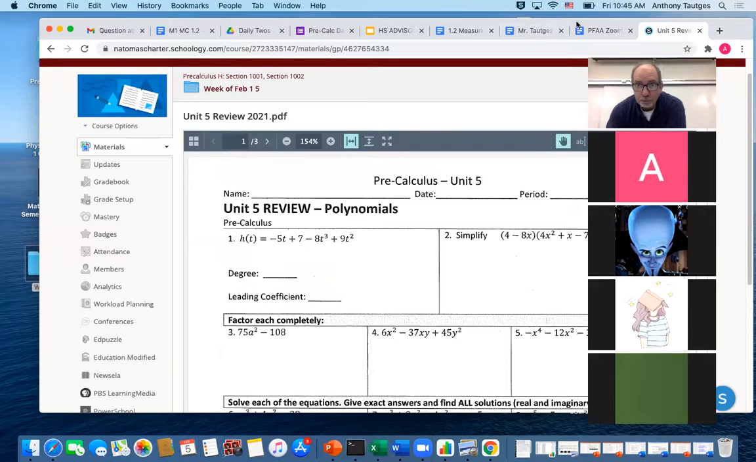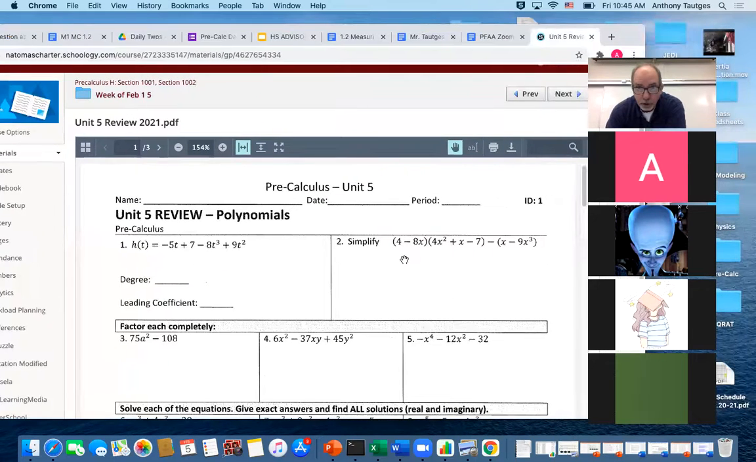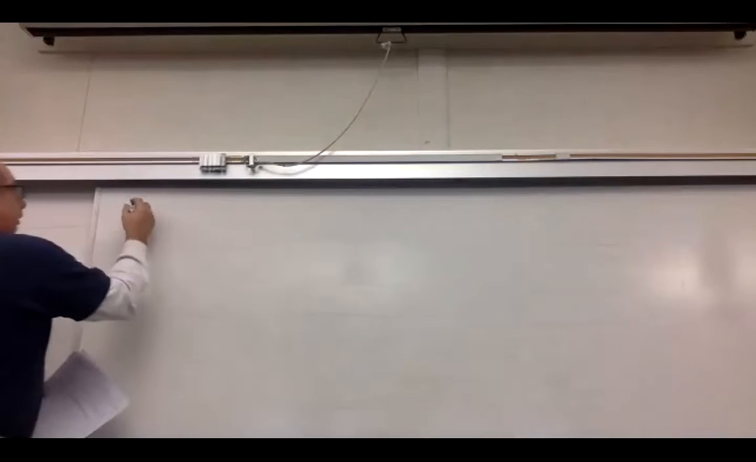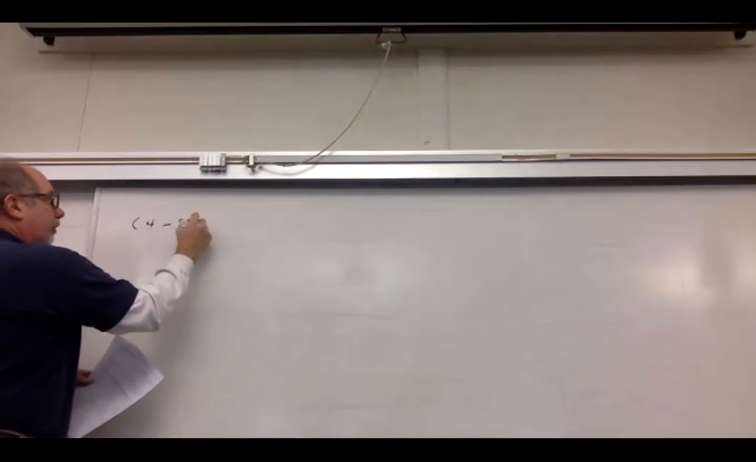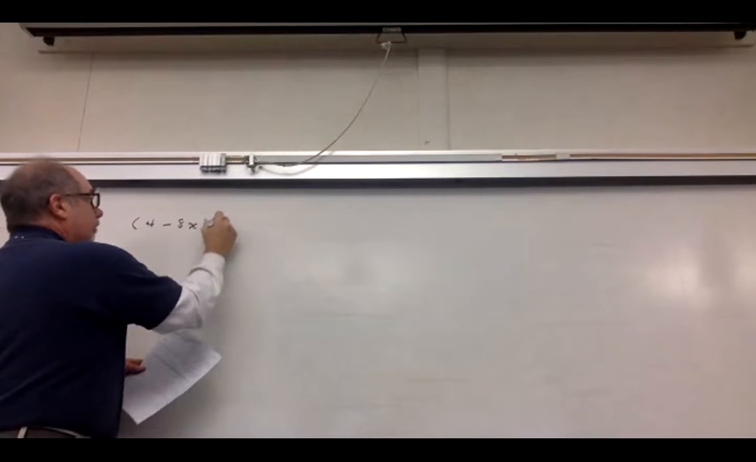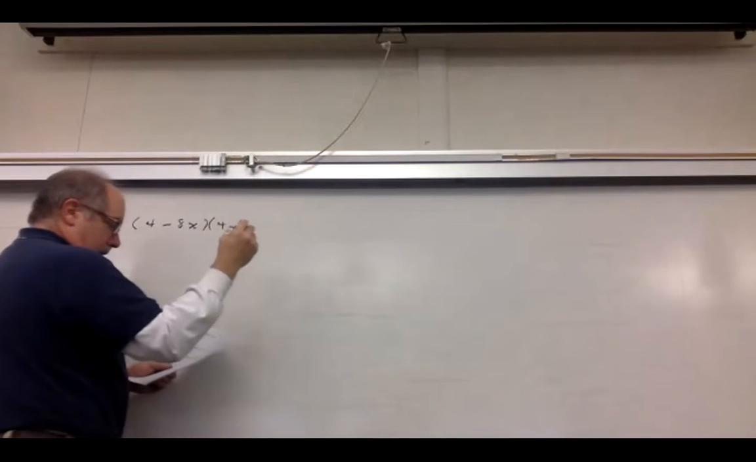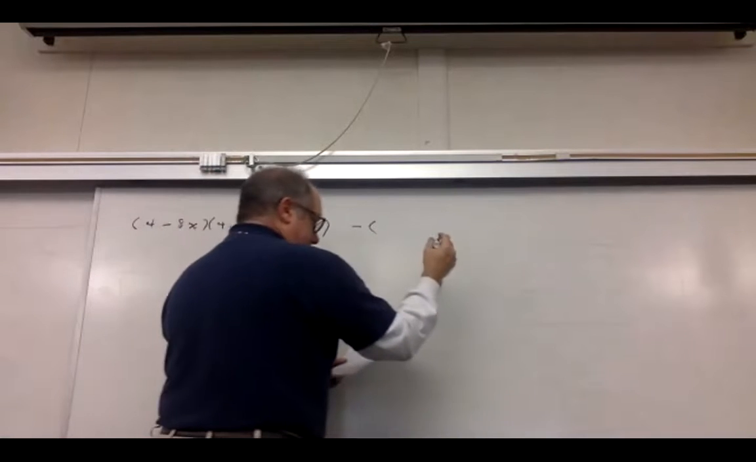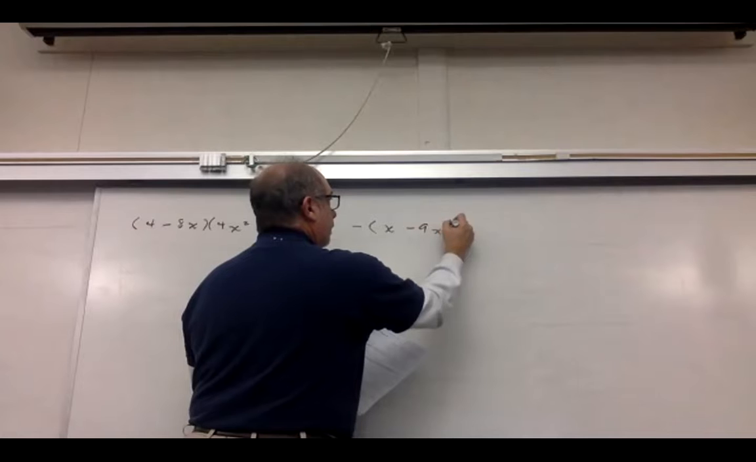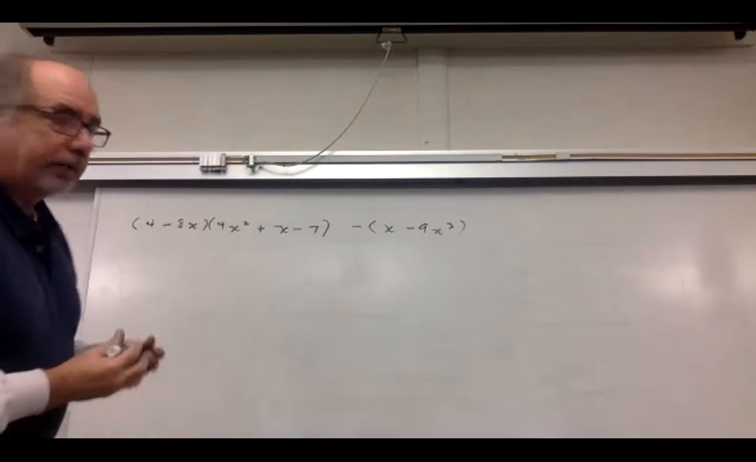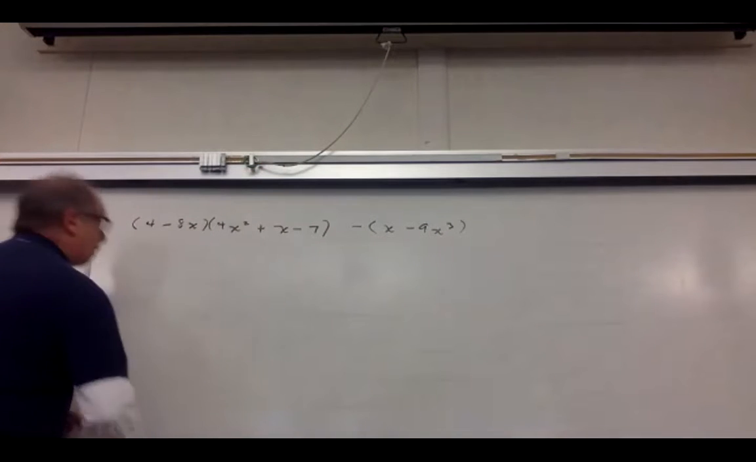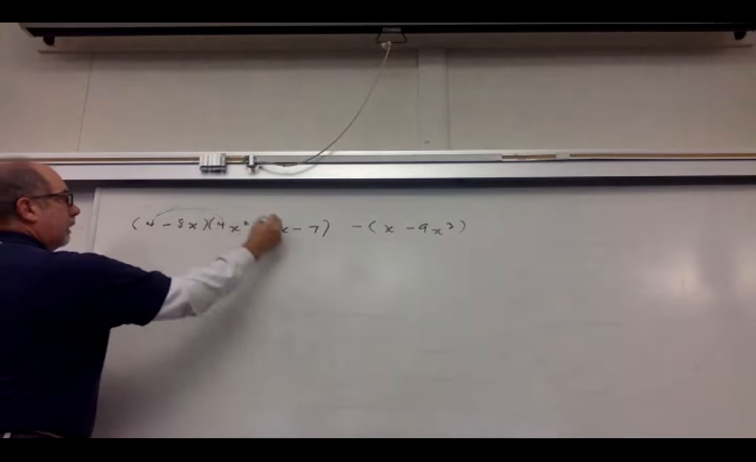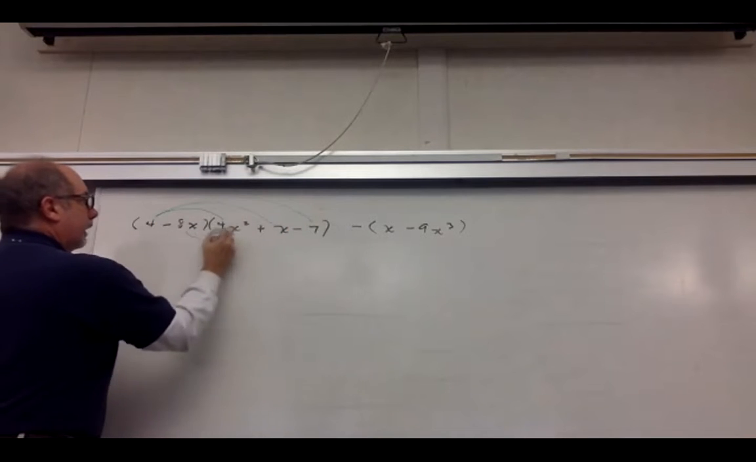What I'm going to do is I guess I'm going to write this out. So I get (4 - 8x)(4x squared + x - 7) - (x - 9x to the third). Okay, so what I have to do is multiply each of these through. So I'm going to multiply that, and then that.